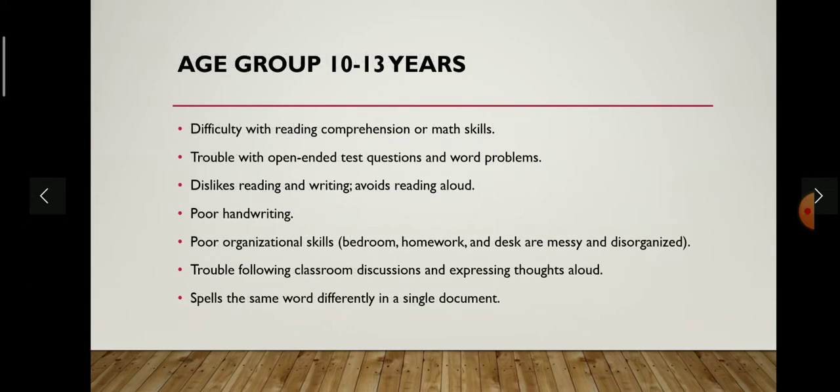Next age group, 10 to 13 years. In this age group, difficulties include poor handwriting, dislike of reading and writing, avoiding reading aloud, trouble with open ended test questions and word problems. Also facing problems spelling the same word differently in a single document. Means एक ही वर्ड को जब वो डिफरेंट डिफरेंट टाइम स्पेल करते हैं तो उसमें उनको प्रॉब्लम आती है.